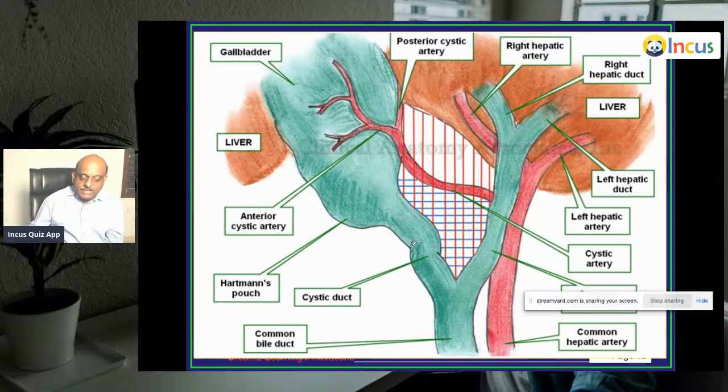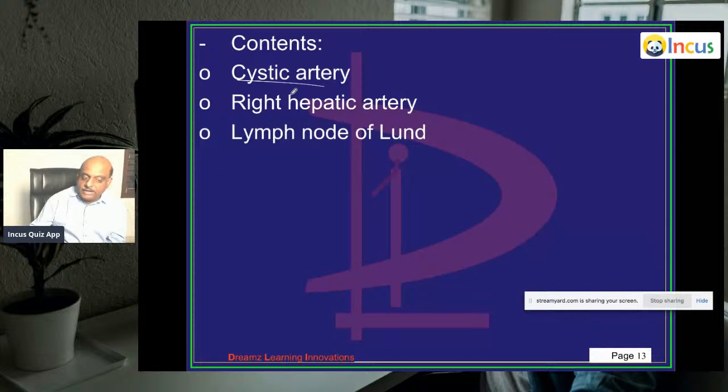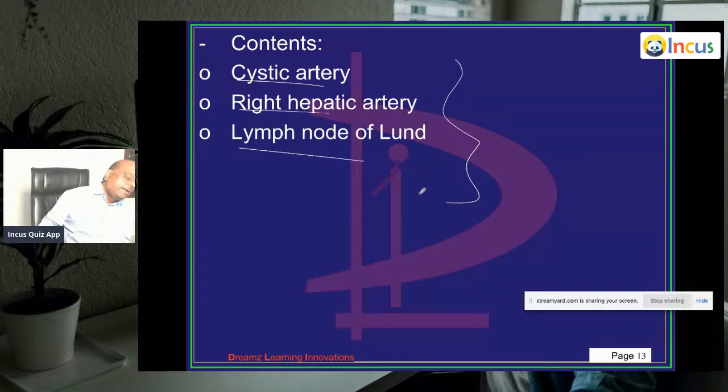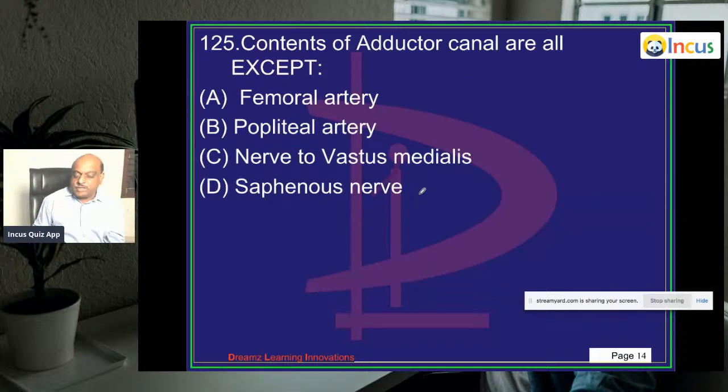So this is the cystic duct and the inferior surface of the liver. So now, doctor, cystic artery, right hepatic artery, lymph node of Lund. These are the components of the Calot's triangle is what you need to remember.